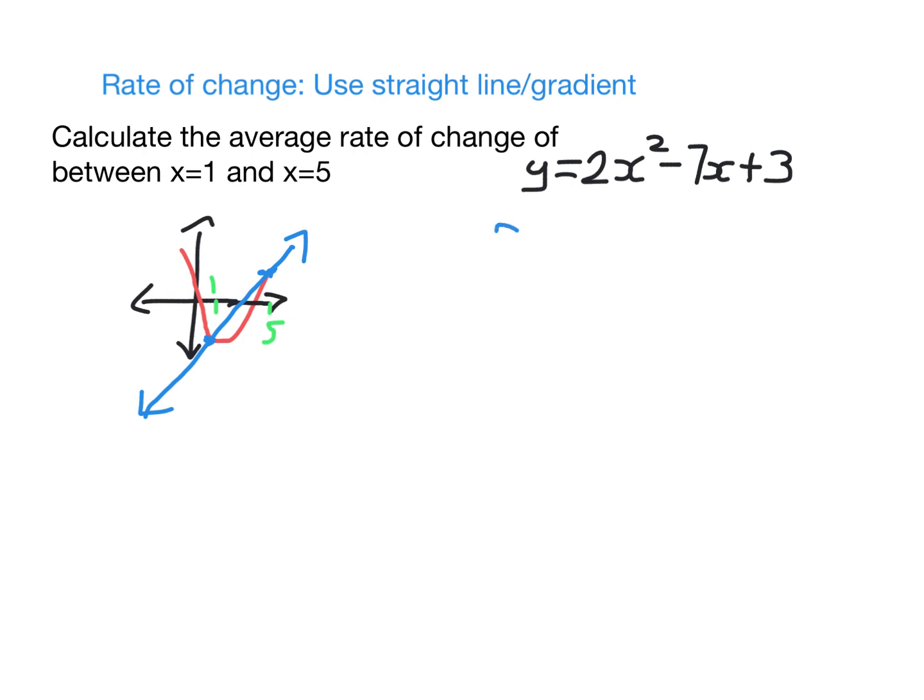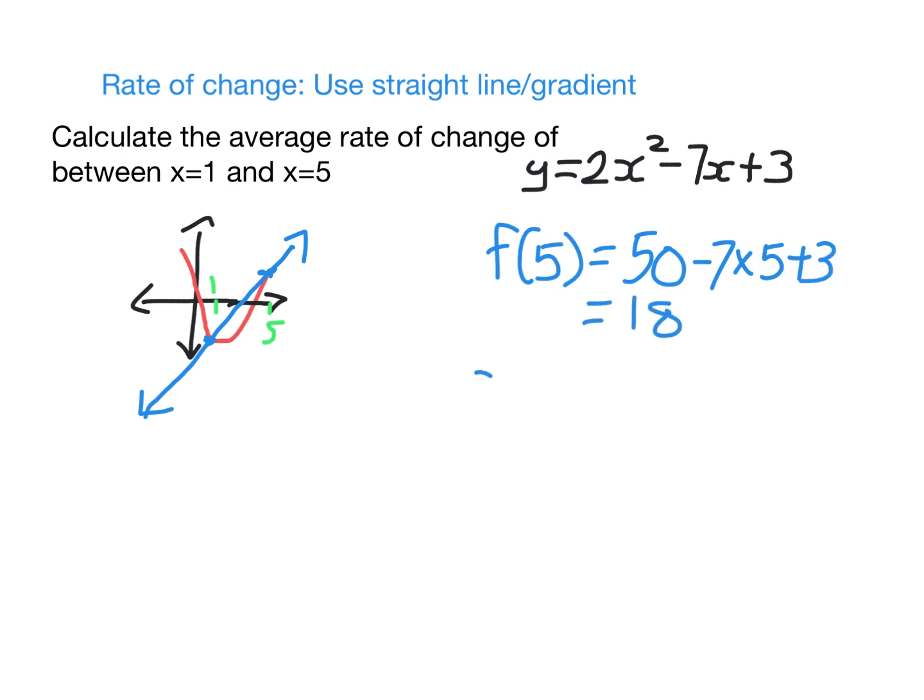So if x equals 5, the value of the function is simply 2 times 5 squared minus 7 times 5 plus 3. It is equal to 18. When x equals 1, the value of the function is just 2 times 1 squared minus 7 times 1 plus 3, which equals -2. So I just got this value by substituting x equals 5 into this equation, this value by substituting x equals 1.